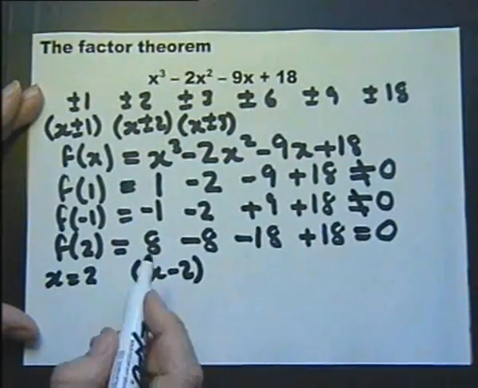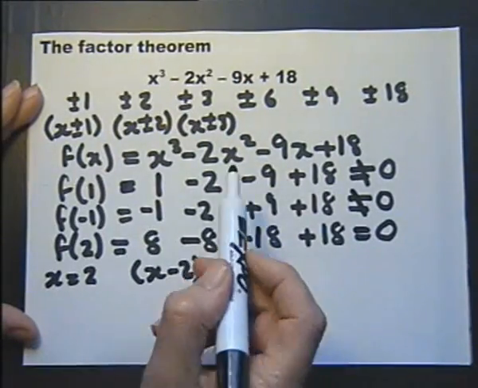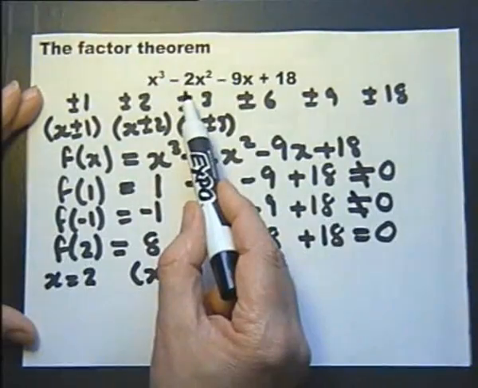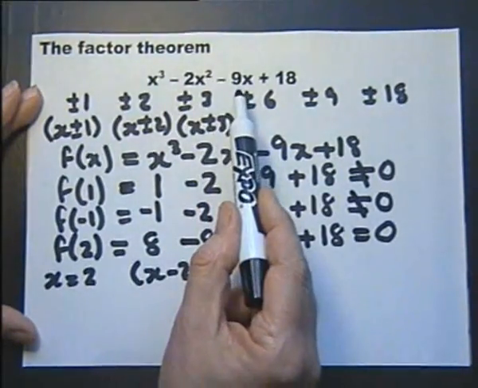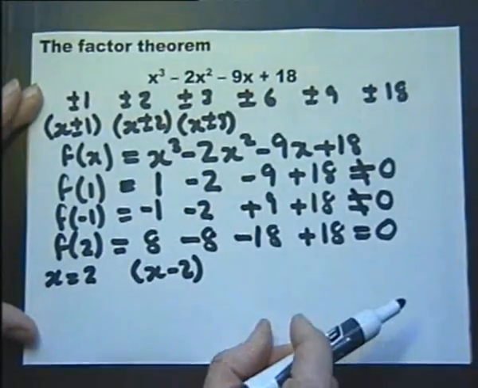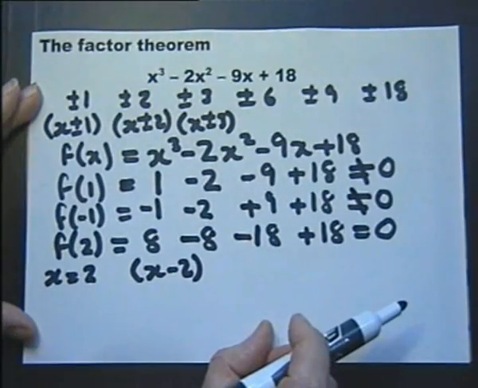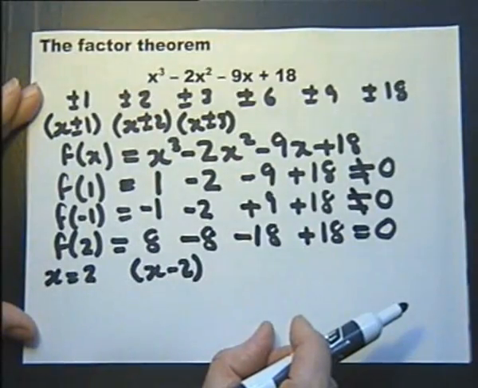Now we could continue to substitute in the other values of x equals minus 2, x equals plus 3, x equals minus 3, x equals plus 6, and so on, and again seeing if the result is 0. And that will enable us to find another factor.